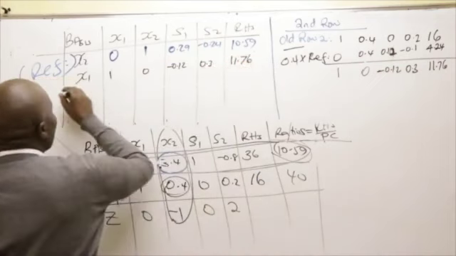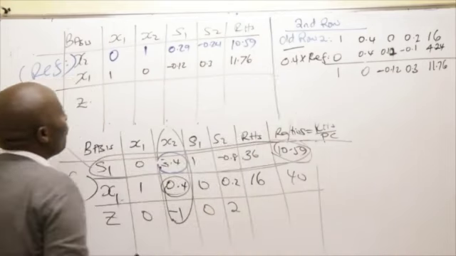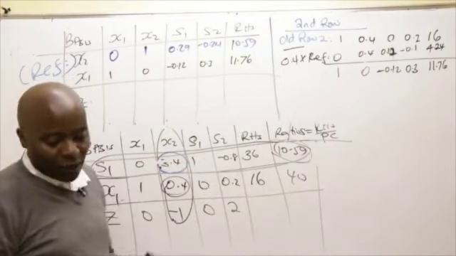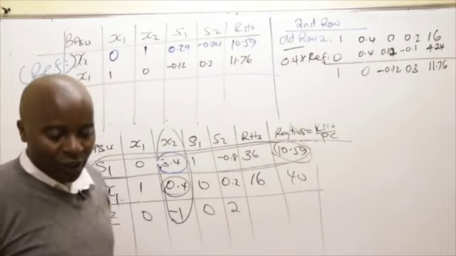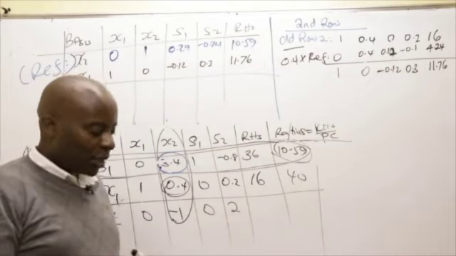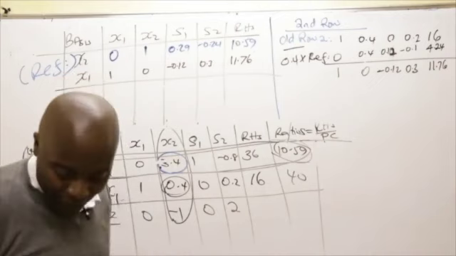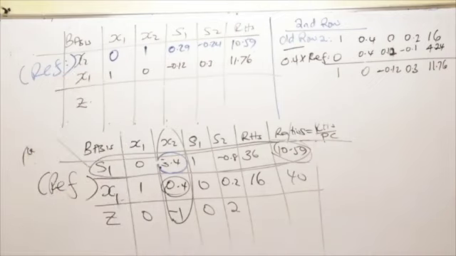Now could you kindly do for me the working for the Z row yourselves? The last one. Just do the workings for the Z row. What do we have there?